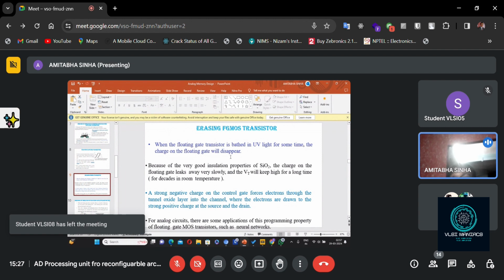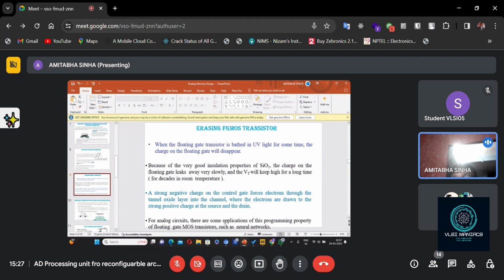But now, within the circuit, you can do it. Definitely, when you use flash memories, you don't bring them and put them under ultraviolet ray. On the circuit, it could be done. So what you have to do? A strong negative charge on the control gate forces the electrons through the tunnel oxide. So by applying a higher negative voltage, you can discharge them. So that is the concept.